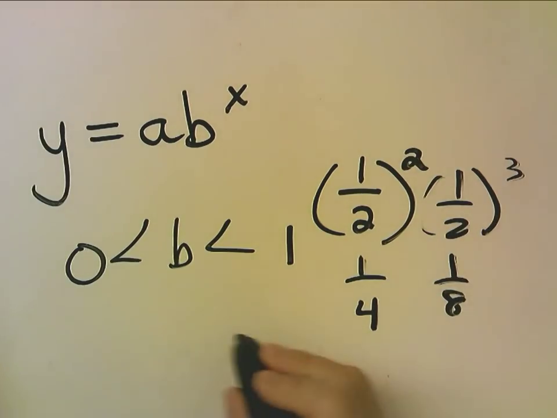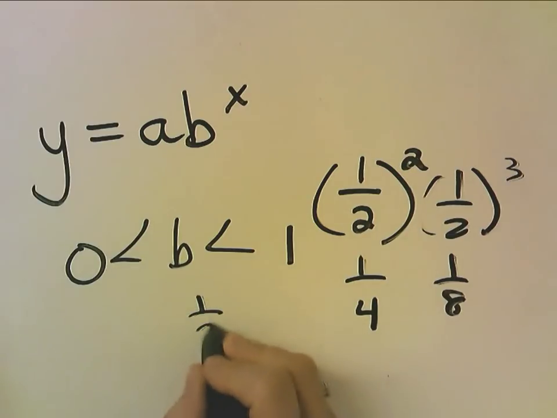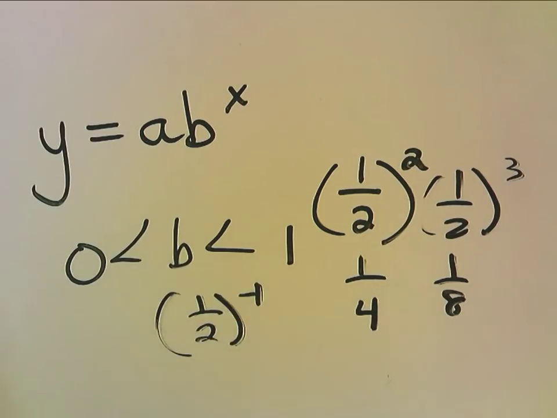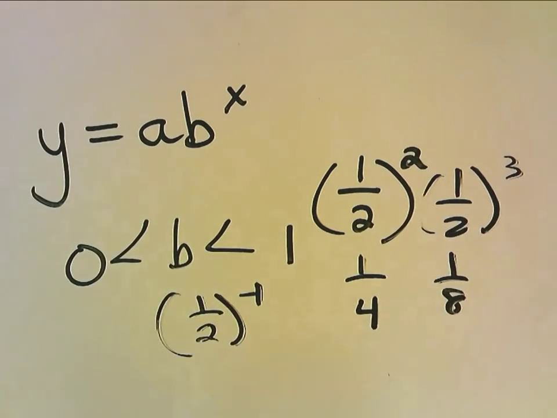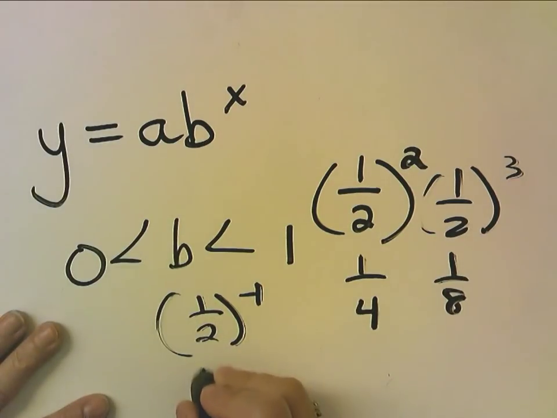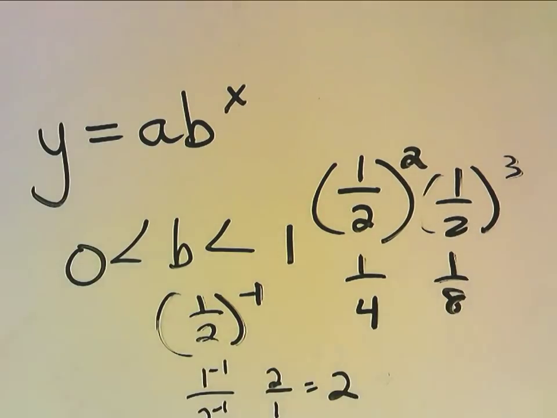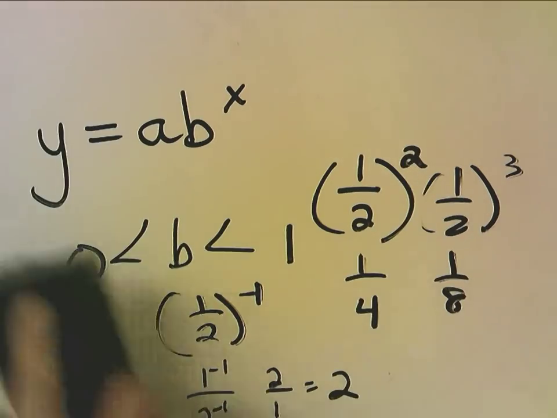And if we use a negative exponent, 1/2 to the -1, that means we do 1 to the -1 over 2 to the -1. We move 2 up top, 1 on the bottom. It gets bigger. So when a fraction is raised to a negative exponent, it gets bigger and bigger. When x gets bigger, y gets smaller. When x gets smaller, y gets bigger.